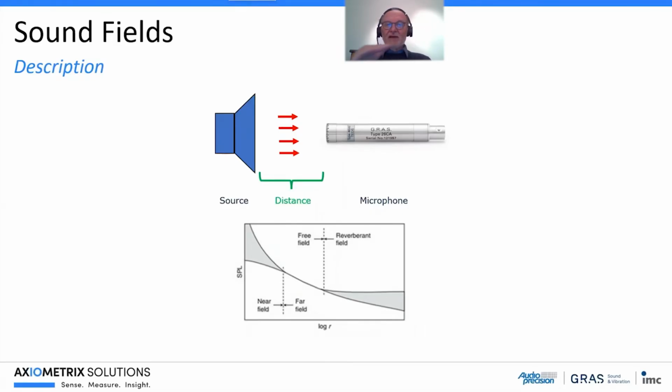We will continue seeing this 6 dB less until we are either measuring the background noise or measuring reflections. It could be from a wall. So we are now in what we call a reverberant field.